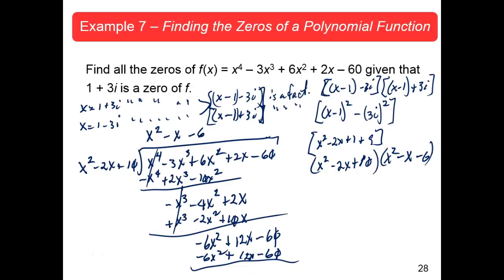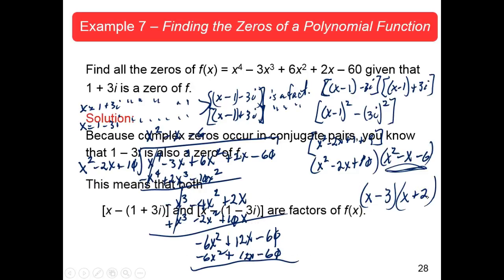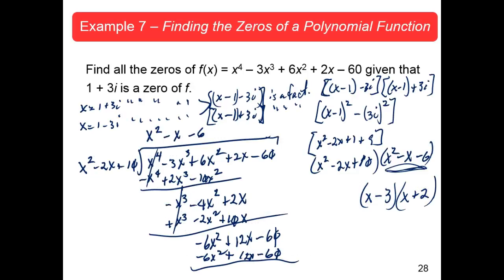Okay, but guess what? We didn't really want the factors. We want the zeros. So how do you get the zeros from the factor? Well, are you through factoring that? What does that produce? X times x, minus 3 and plus 2. Y'all are pretty good at that. Let's check it. X times x is x squared, that's right. Plus 2x minus 3x is minus x, minus 6.